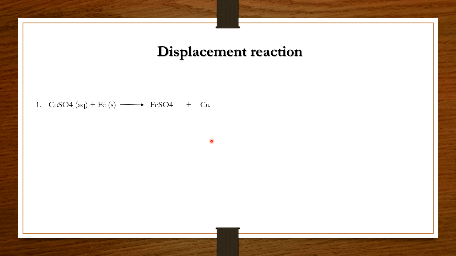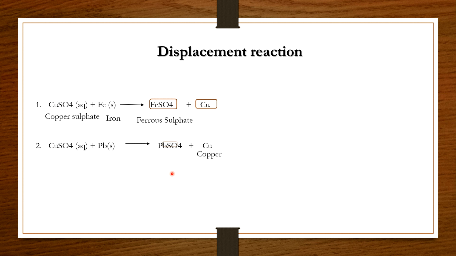Now let's again take this example. Here you can observe copper sulfate plus iron. Here copper is less reactive, iron is more reactive. So this Fe displaces copper, it will form ferrous sulfate plus copper. Okay. Another example, copper sulfate, aqueous solution is given, Pb, that means lead, is given. These are two reactants. Pb is more reactive than copper, so Pb combines with SO4 and this copper is displaced. Okay, so it will form lead sulfate plus copper.